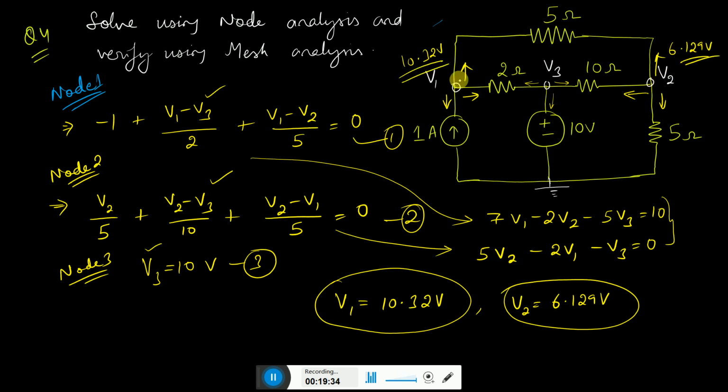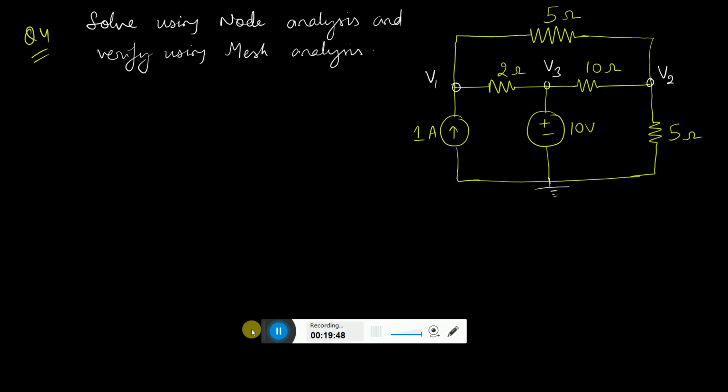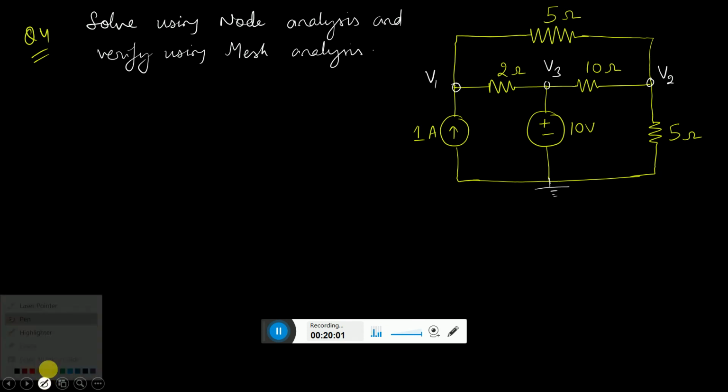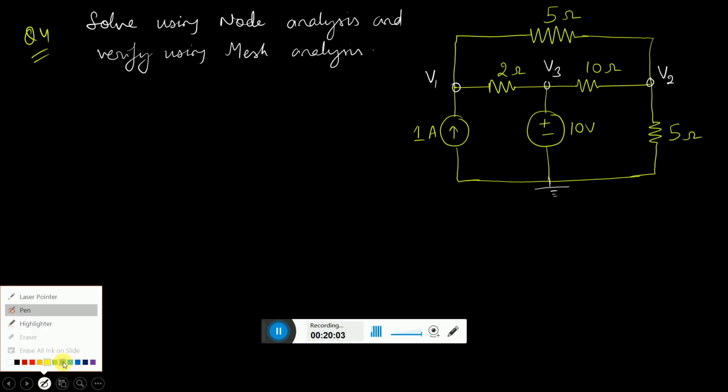So you get the values of these node voltages by using node analysis simply by putting like this. So now our objective is to see if we can get the same value if we use mesh analysis in the same equation. So here we have another equation. What we are going to do is not use node analysis, rather we are going to use mesh analysis, and see whether we can solve it or not.